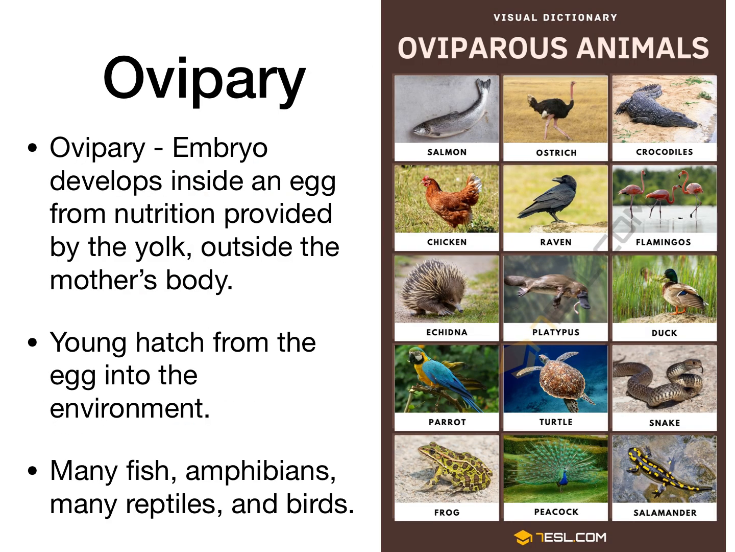There are three types of development when we get into many of these animals and sexual reproduction. The first is oviparity, where the embryo develops inside an egg. The nutrition is provided by the yolk, and that development happens outside the mother's body. The young hatch from that egg into the environment, and these are all some examples. Oviparity is very common in the animal kingdom.